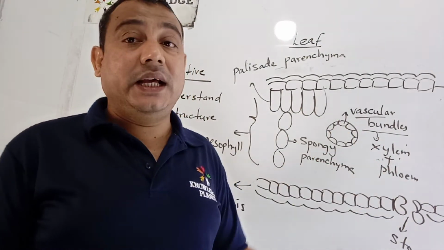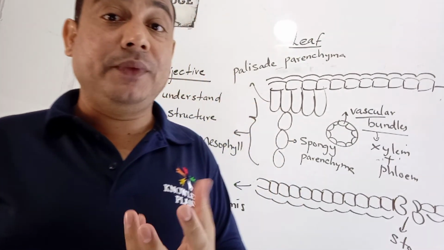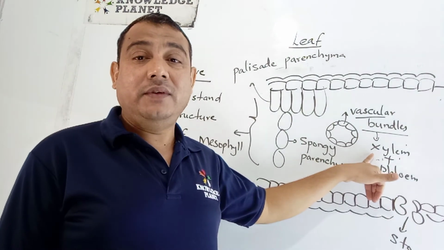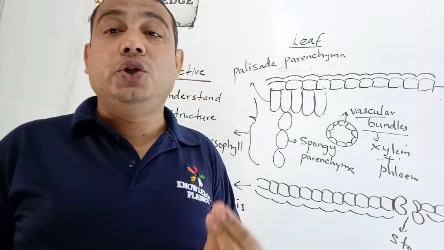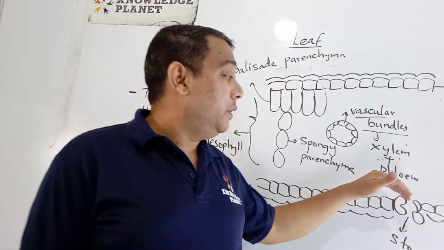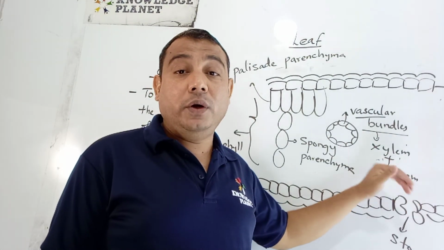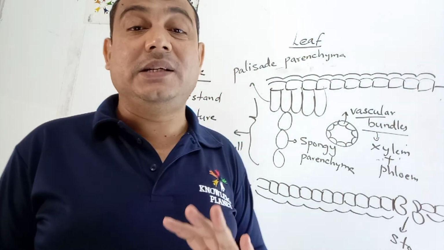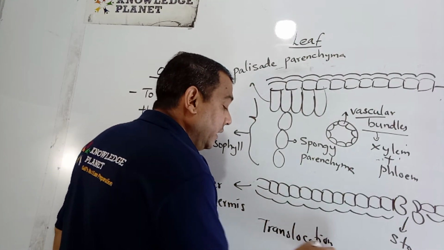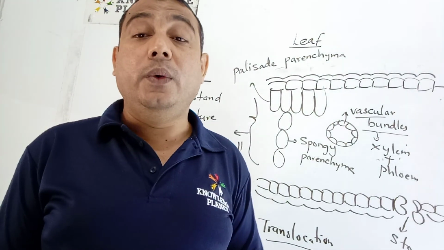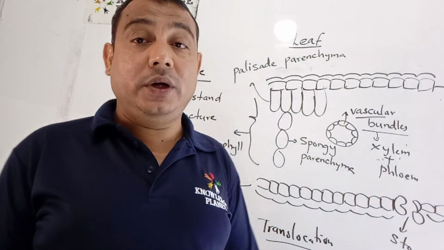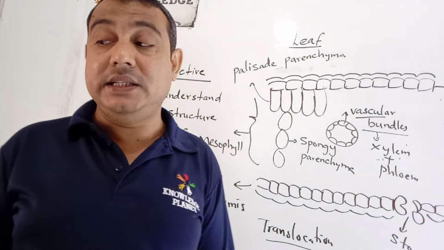Okay, now I will ask some questions. So now you have to think critically. What happens when you block the xylem? The answer is very simple. They cannot transport water and minerals. And what will happen if the phloem is blocked? Then translocation will not take place. So translocation is affected when you block the phloem.